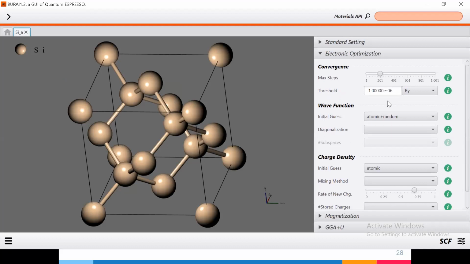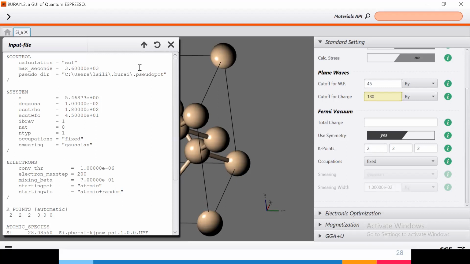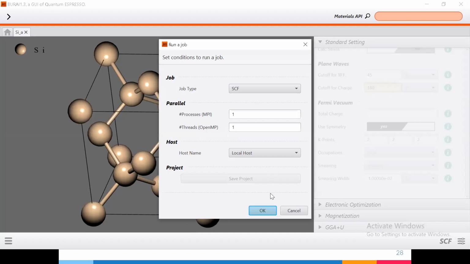And then again, yeah, you can go and change this to, let's say, 45. And now this is not enough because you need four times this. So four times this is 180. Then we will see whether the input file reflects that. Yes, it does. And then run it again. So you have to keep doing this if you have multiple values that you want to test for a parameter like the energy cutoff.